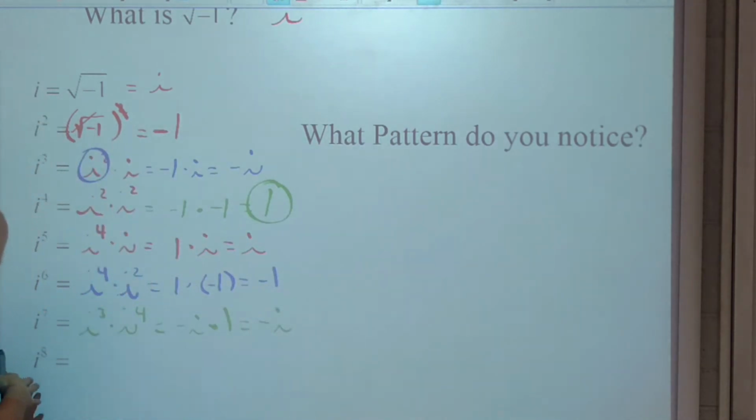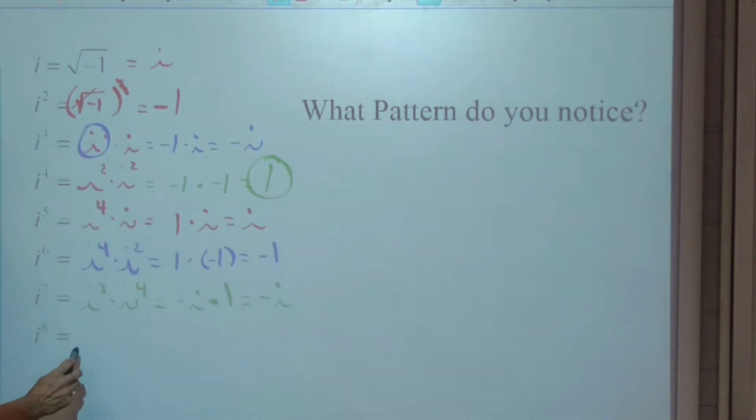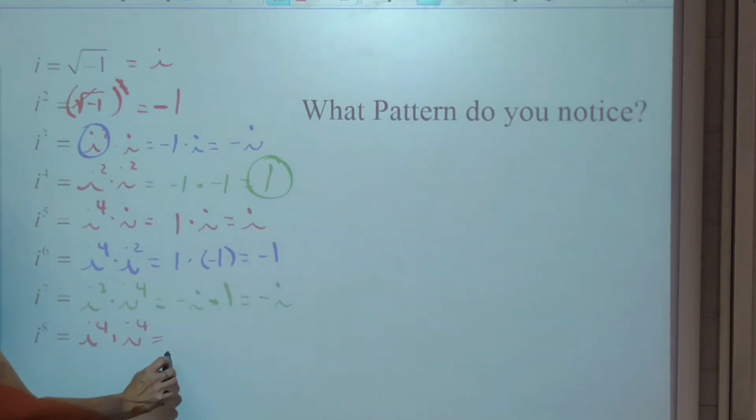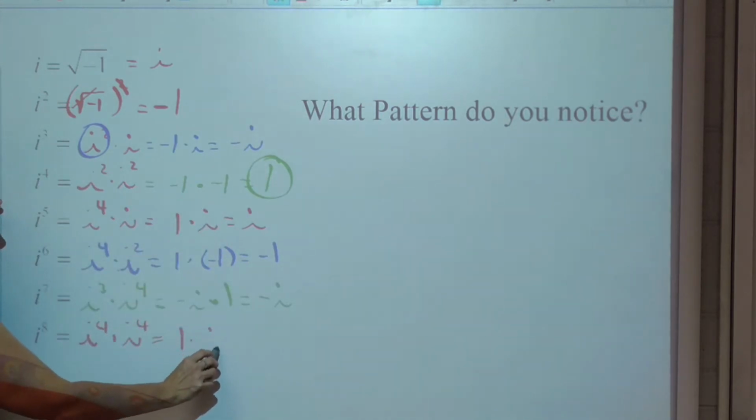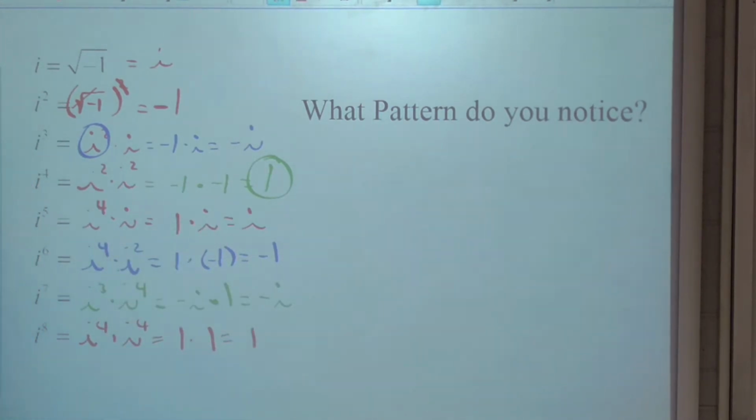And lastly, for our purposes here, we're going to do i to the 4th times i to the 4th, because 4 plus 4 makes 8. And i to the 4th is a 1, times another 1 is 1.